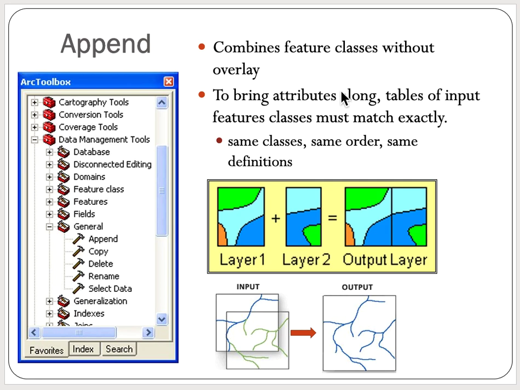So append combines feature classes without overlay, and this brings attributes along. Tables of input feature classes must match exactly, so you must have the same classes, same order, same definition.